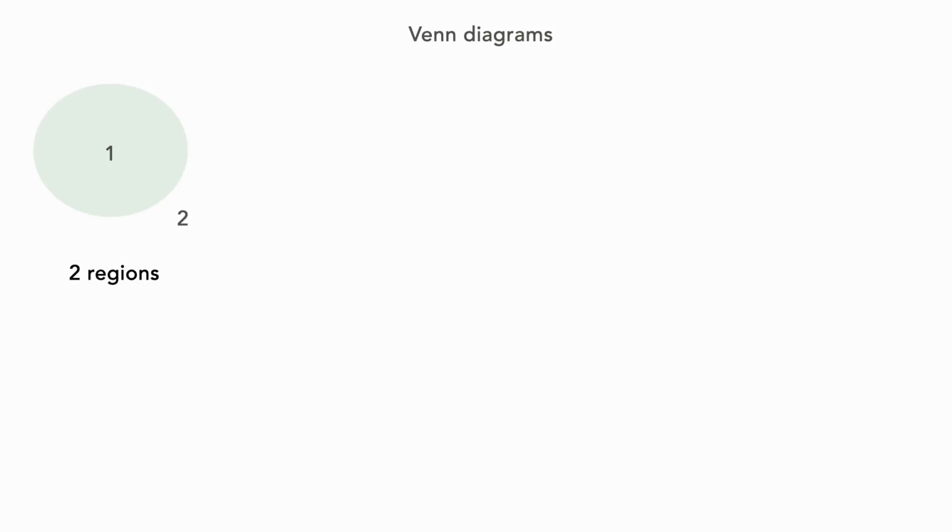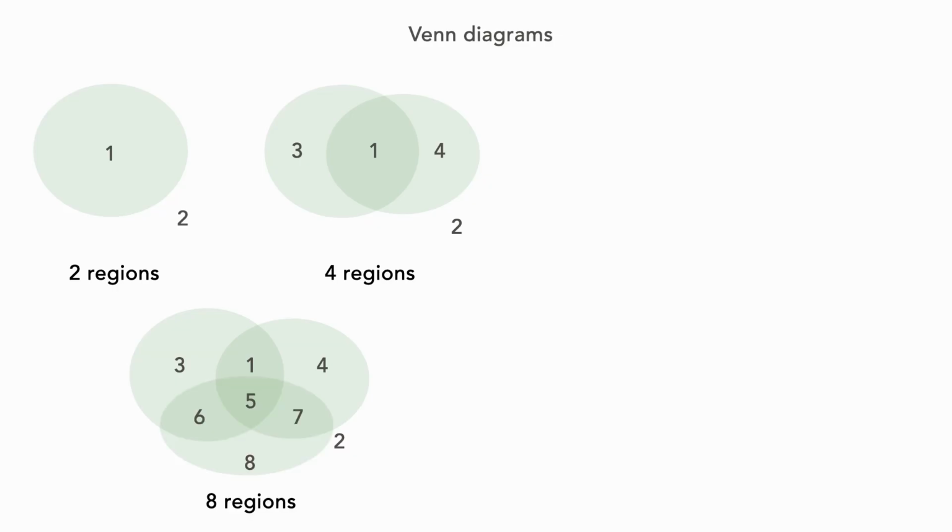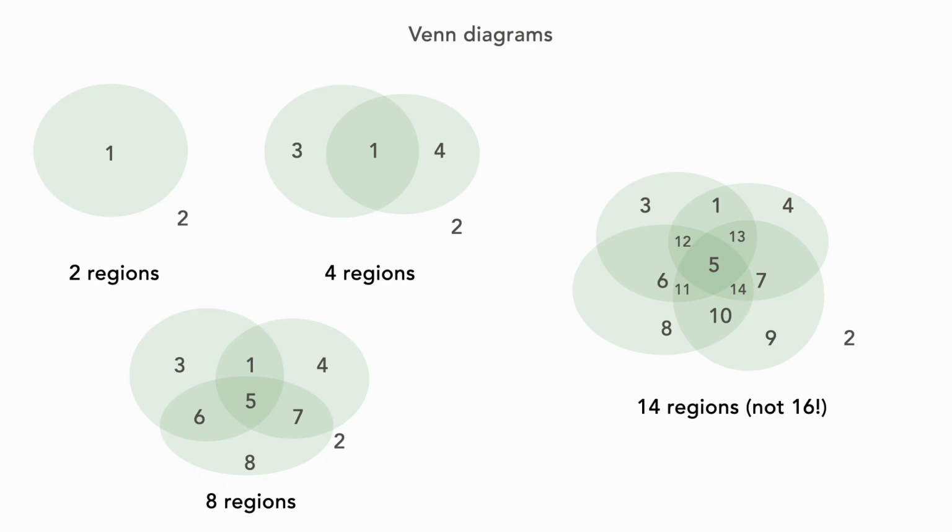People love Venn diagrams. One oval gives you two regions, two ovals give you four regions, three ovals give you eight. So naturally four ovals should give you 16, right? Sorry, if you count really carefully, you'll see that there are only 14 regions. Two regions vanish. Where did they go?